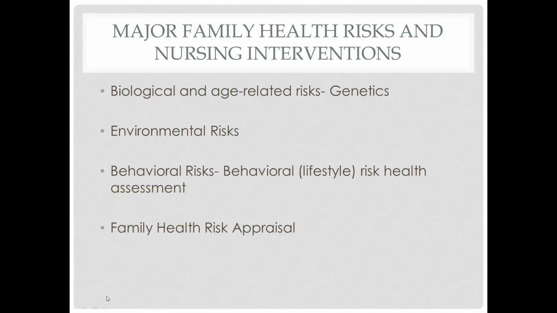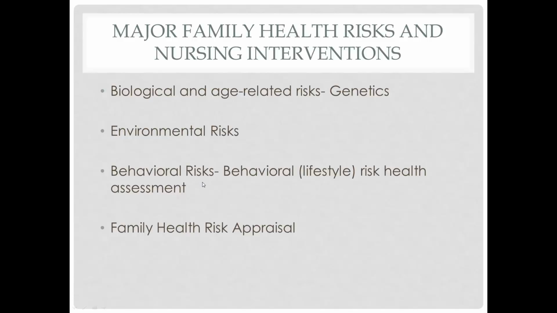Major family health risks and nursing interventions: they could be biological or they could be age-related risks. For example, they could be genetic risks. You would definitely find this out if you were to do a genogram, and you begin to see that there are some diseases that may be hereditary and have some type of genetic component. There may be environmental risks. It may be something just within that family related to alcohol and drug use. It could be something related to air quality or quality of the home that the person lives in.